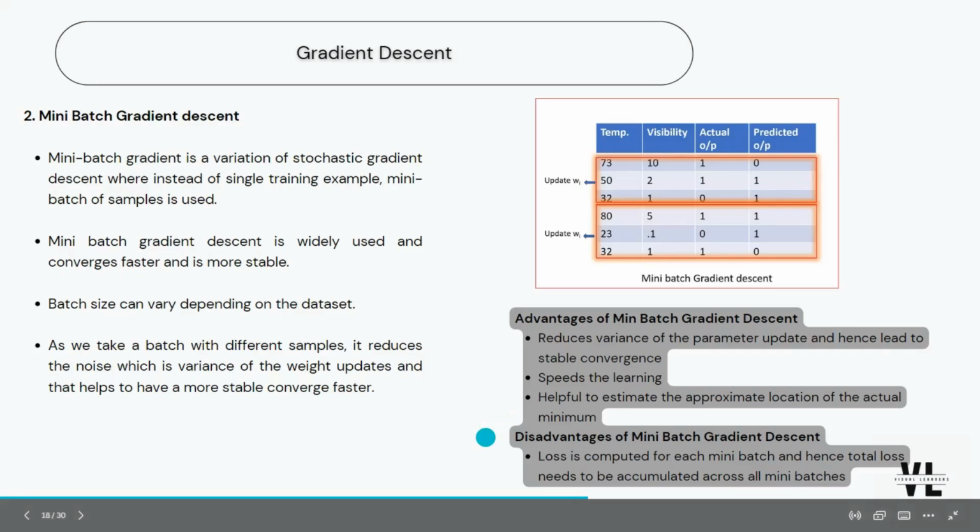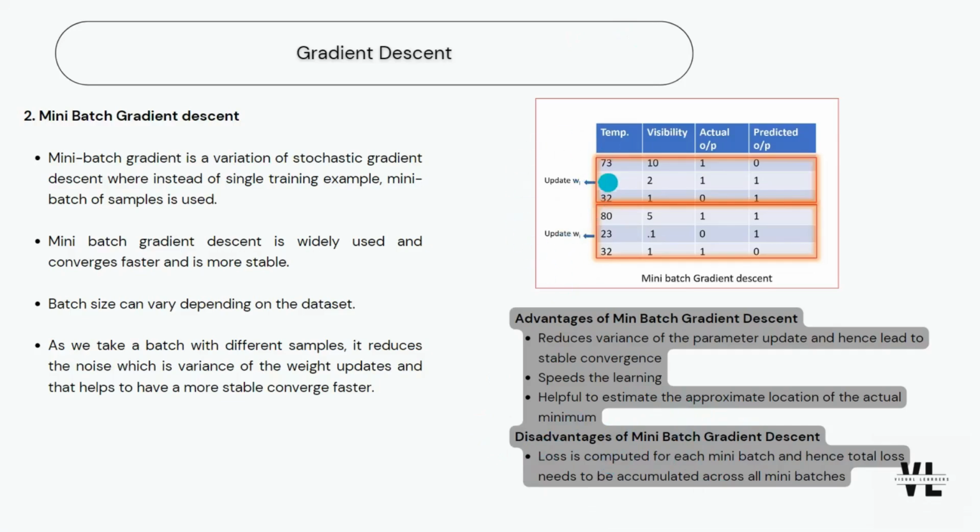The disadvantage of mini-batch gradient descent is that the loss is computed for each mini-batch and hence the total loss needs to be accumulated across all mini-batches. Since the loss is going to be computed for each mini-batch, the total loss needs to be accumulated for all of the mini-batches because there are different losses and we need to consider all of the losses that are being computed.